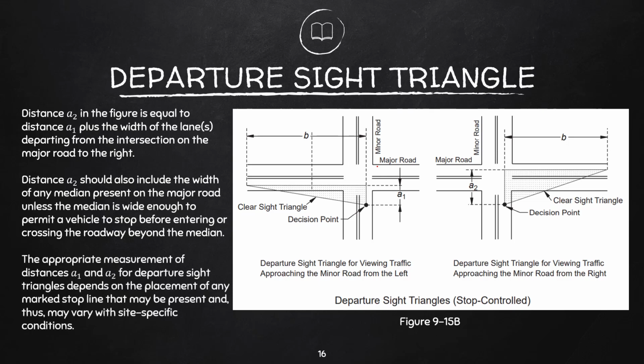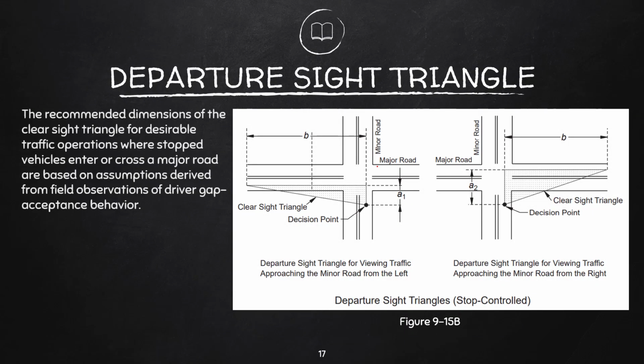The appropriate measurement of distances a sub 1 and a sub 2 for departure sight triangles depends on the placement of any marked stop line that may be present and thus may vary with site-specific conditions. The recommended dimensions of the clear sight triangle for desirable traffic operations where stopped vehicles enter or cross a major road are based on assumptions derived from field observations of driver gap acceptance behavior. So again, they base these leg distances on driver behavior.